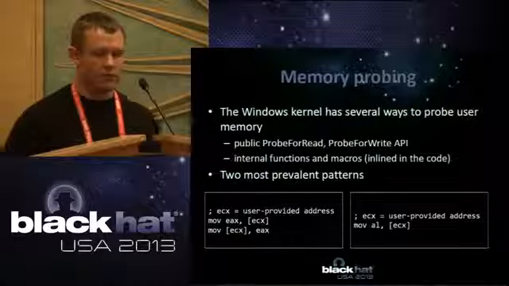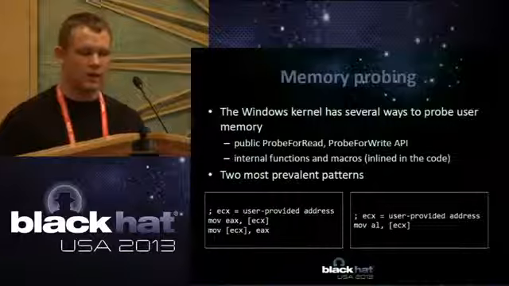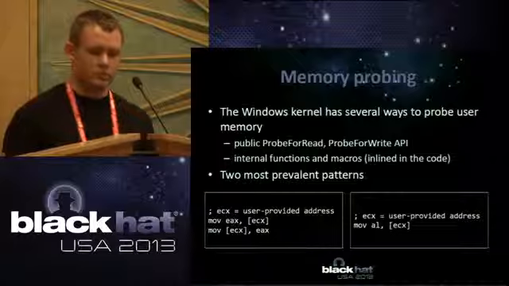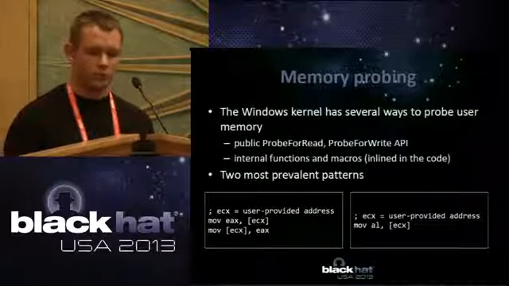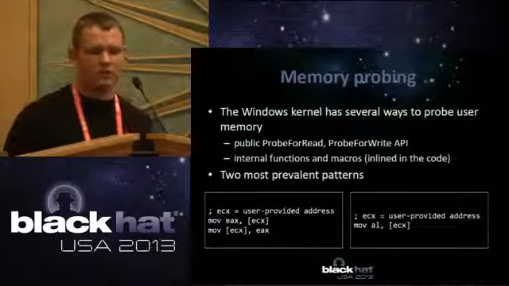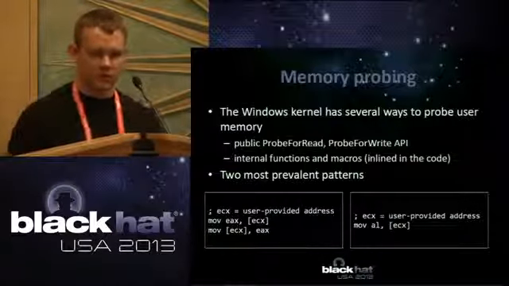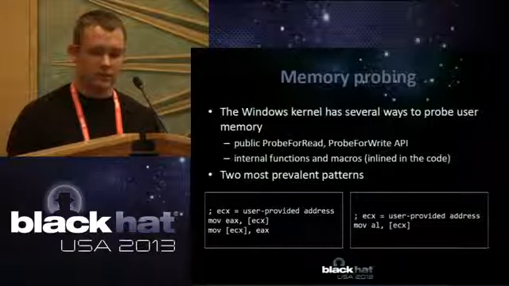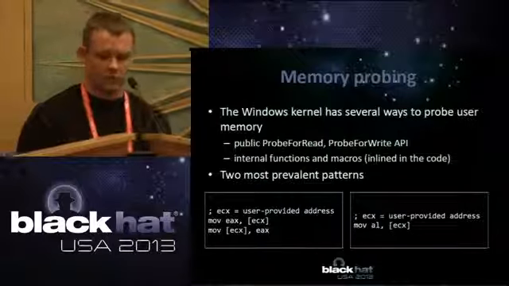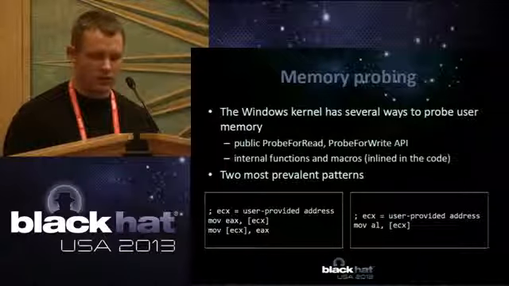And the most prominent false positive that we had to deal with was memory probing, because you probably know that one of the Windows kernel design decisions is that before using a user provided pointer, you actually have to probe it to find out whether this is a valid pointer and points to mapped memory. So you have several public functions to do that, such as ProbeForRead and ProbeForWrite, but it turns out that the kernel itself also has several internal functions and internal macros for that. The two most prevalent patterns responsible for doing the probing are the two listed here. The first one is for checking whether the memory is writable, and the other one for checking whether the memory is readable.